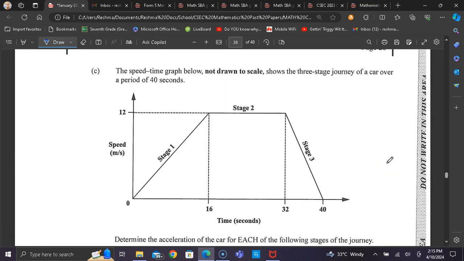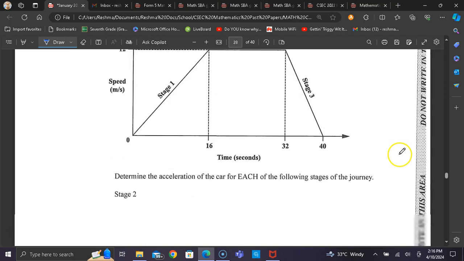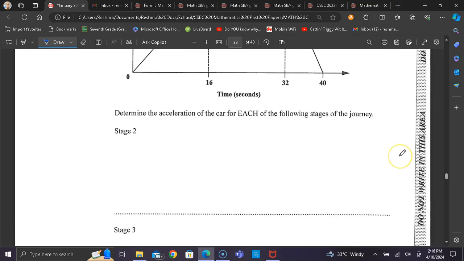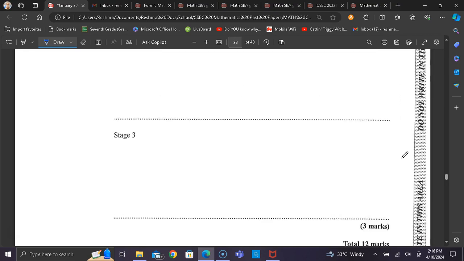So let's go on to part C. Now part C is on a completely different topic from quadratics. This has to do with distance time and speed time graphs. So we have a speed time graph which shows the 3-stage journey of a car over a period of 40 seconds. For this question, we have to determine the acceleration of the car for each of the following stages of the journey, stage 2 and stage 3, and this is worth 3 marks.